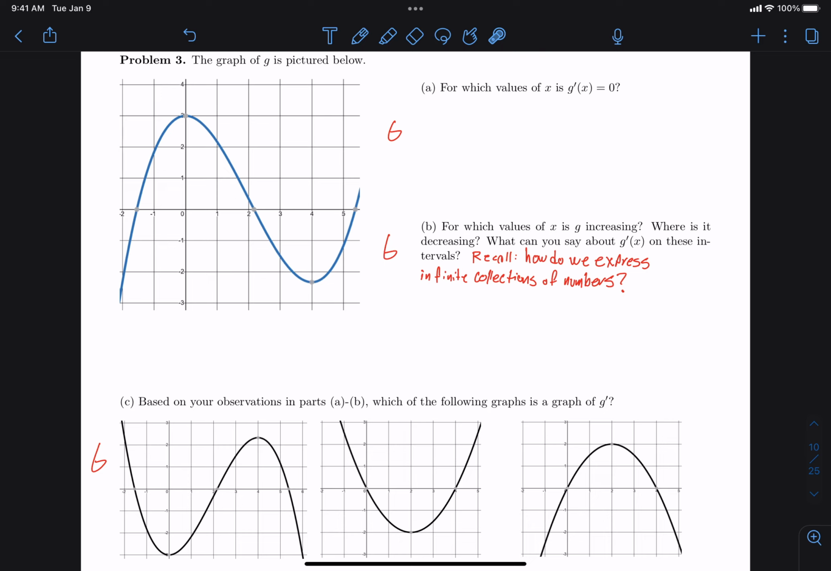So it's supposed to be increasing from negative to zero. Yeah, so here's the thing. F is increasing means that the derivative is positive. F is decreasing means the derivative is negative. So what are we looking for? We're looking for a function which is positive from negative infinity up to zero and from 4 to infinity.